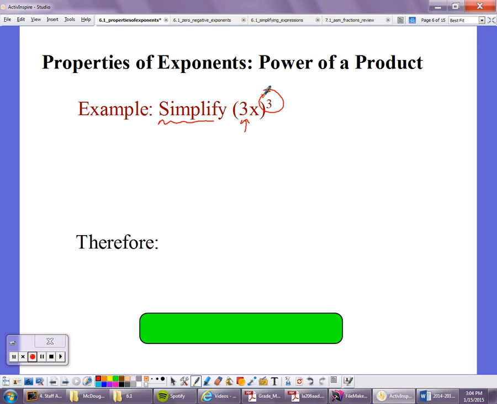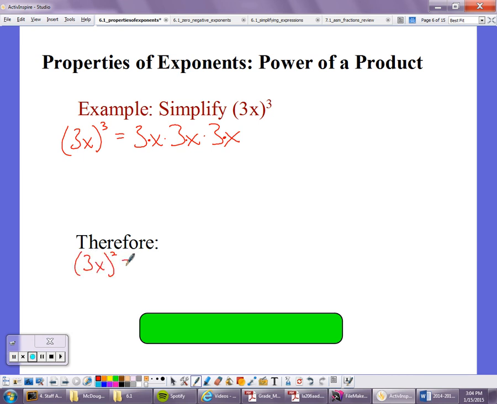Well, let's do the same method we've been using all along, which is to break it down. What does this mean? Well, 3x to the third power should be 3x times itself 3 times, right? 3x times 3x times 3x. And something to keep in mind is that 3x is, of course, just 3 times x. So 3 times x times 3 times x times 3 times x, right? So this is what we've got.